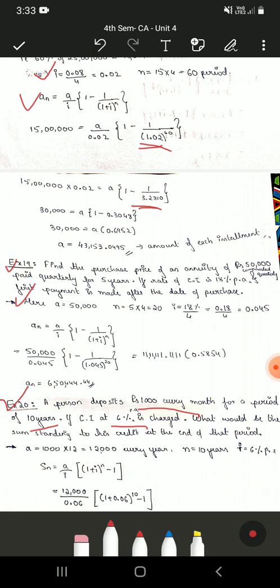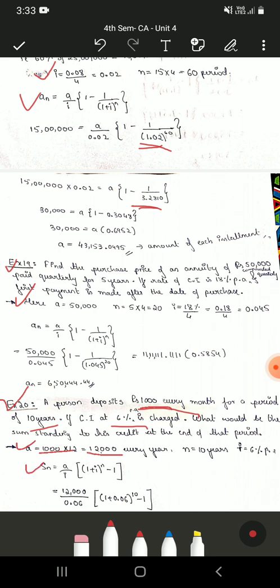So here A, that is the annual payment, instead of giving the annual payment they have given the monthly payment. So first we will find out his annual payment. If he is paying 1000 every month, then for 1 year it will be 1000 into 12 because there are 12 months. So 1000 into 12, you will get 12,000. So this 12,000 is the annual payment, and N is 10 years and I is 6%, that is 0.06. Now you can find out the sum or amount of annuity at the end of 10 years.